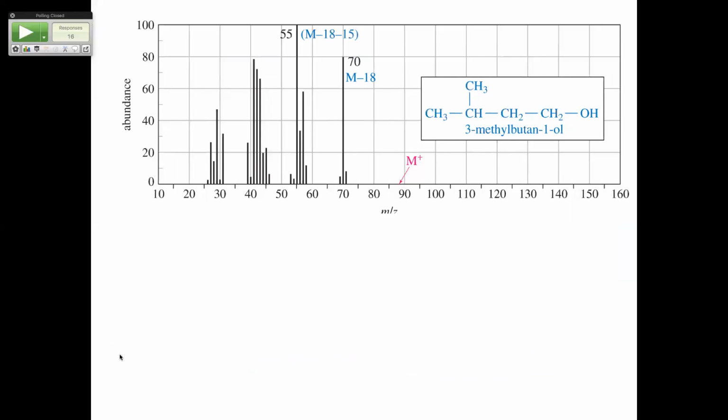Okay, so here is 3-methylbutanol. Notice that they're really nice, and they put a little arrow there that says M+, but you can't really see it. Now, one thing you can do, like I told you about last time, is you can change the conditions in your mass spec to try to get it to show up.